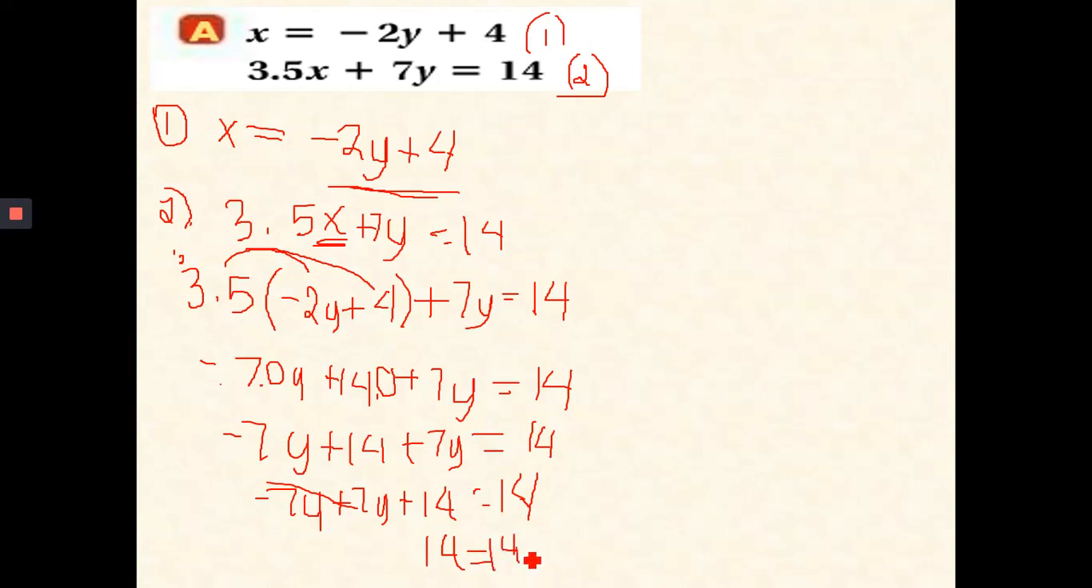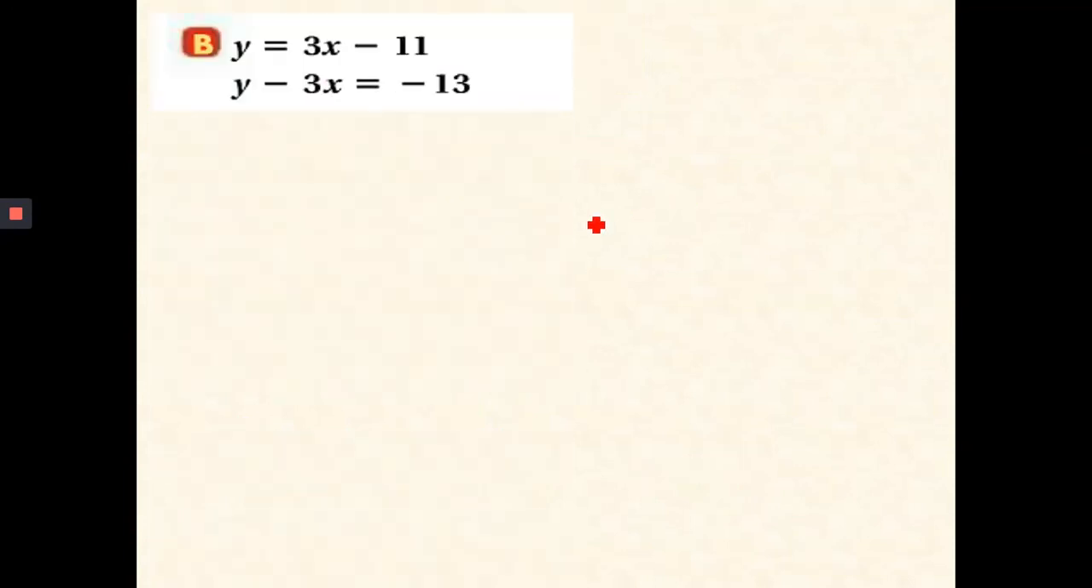Is there any variable left on the equation? No. So you just have 14 equals 14. Are they equal? Yes. Again, based from our previous statements, if we come up with this kind of equation, 14 equals 14, meaning to say the system has infinite number of solution. Okay? Infinite number of solution or infinitely many solution. Okay? Can you follow?